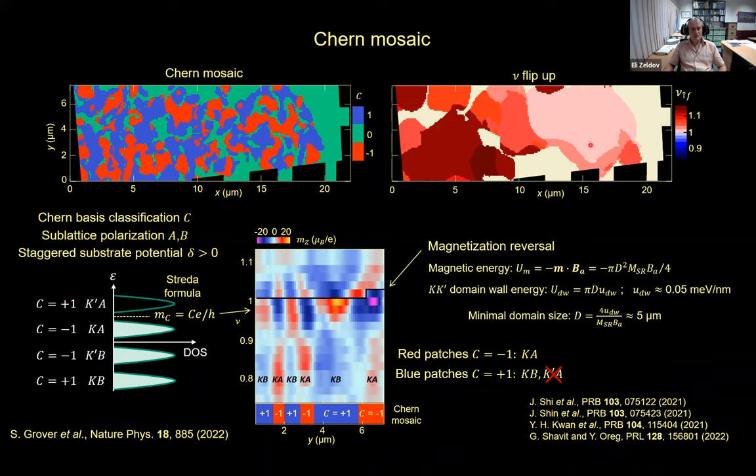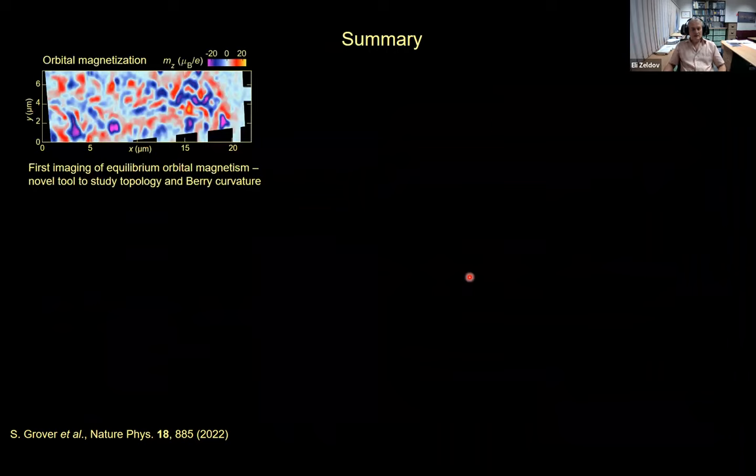So when it flips, all the patches, both blue and red, flip their orientation in order to avoid causing additional domain walls. So this is what you see here. And as you can see, the typical scale of this large domain flipping is on the order of 5 microns, consistent with this very naive calculation. So with this, I think I should summarize.